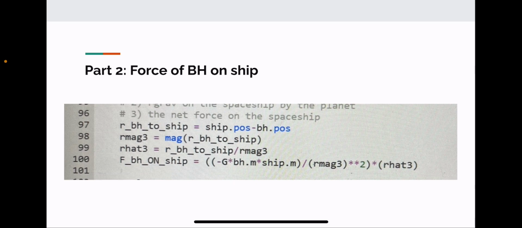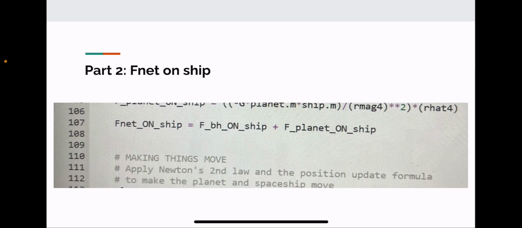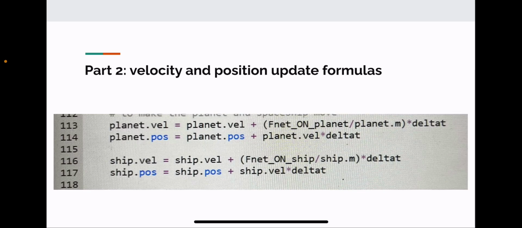The same process is done to calculate the net force on the ship. First, we find the force of gravity due to the black hole. Next, we find the gravitational force caused by the planet. Then we add them together to find the total net force on the ship. With the net forces we just found, we can plug them into the velocity update formula. Then we can plug those velocities into the update position formula. This gives us the location of the planet and the ship after a certain amount of time, allowing us to determine if the ship will crash into anything.